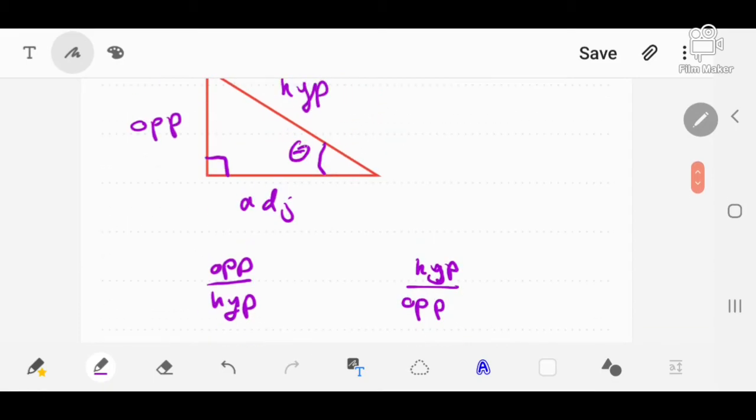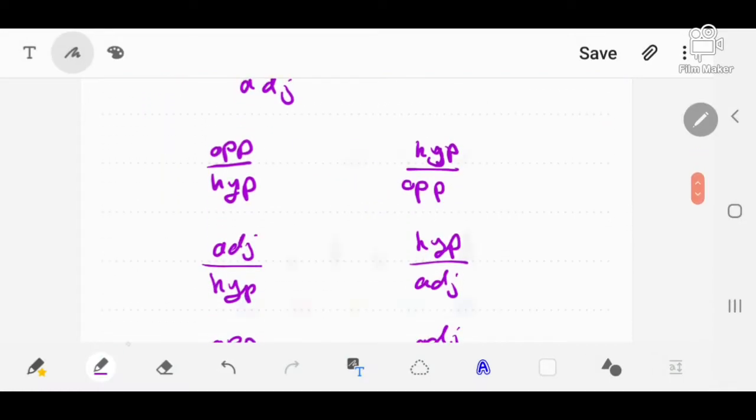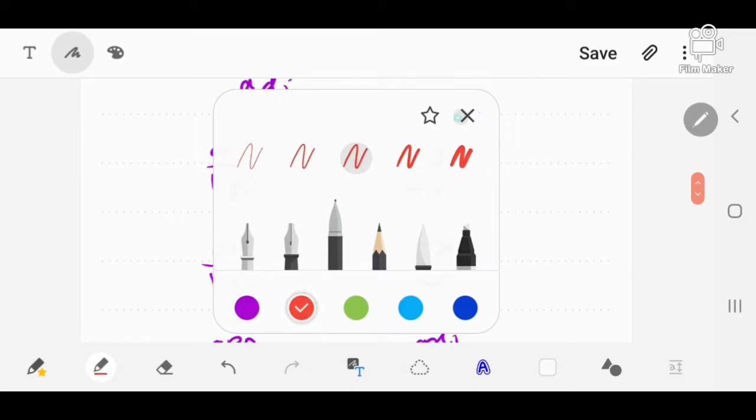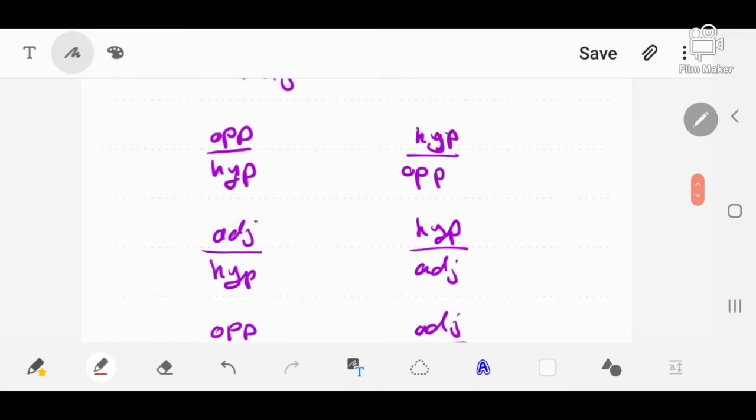Here, instead of continuing to talk about opposite and adjacent each time, we try to give them names. So in this case, when we are talking about opposite over hypotenuse, that would be called sine theta.